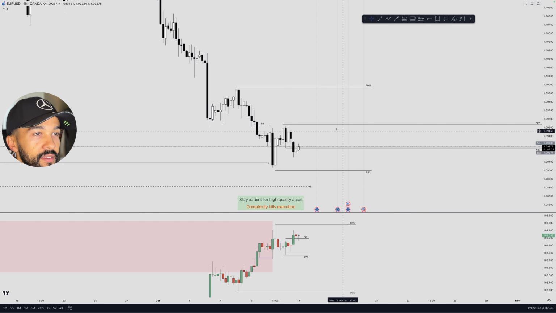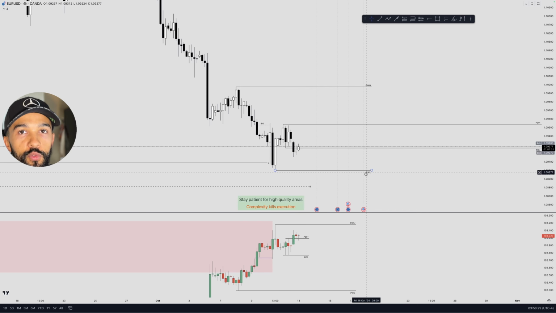I'm a bit mixed. There's no clear POIs apart from this one we've just mitigated. So if we go on to make that lower low, for me, we'll then be targeting our previous weekly low. So I hope that's clear. Any questions, just let me know in the comments. Alright, let's go down to the 1 hour and see if that agrees and what that looks like.